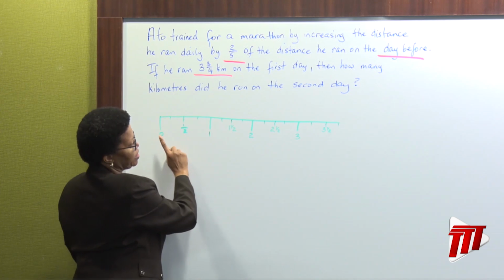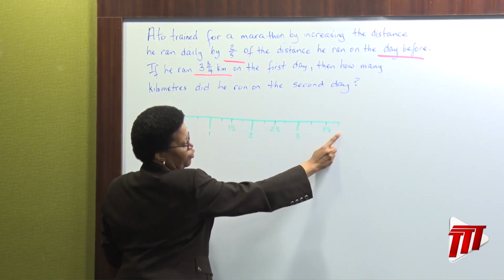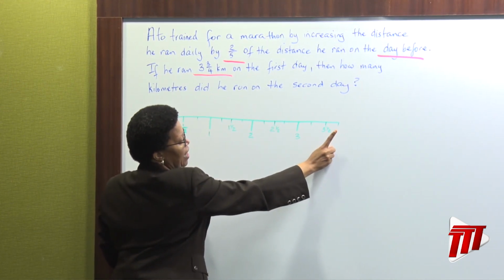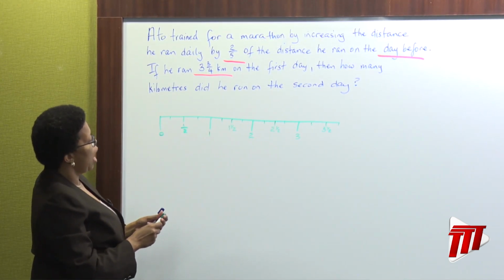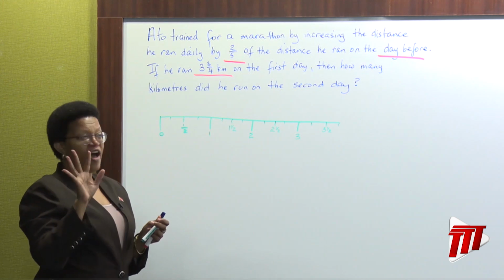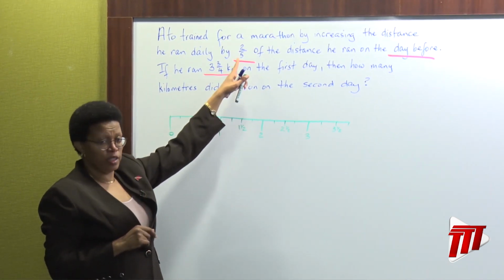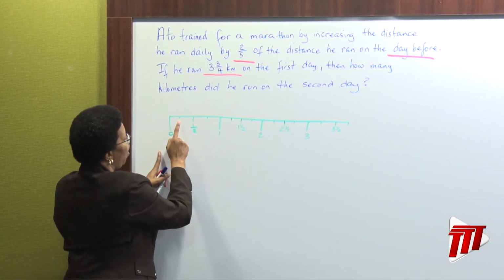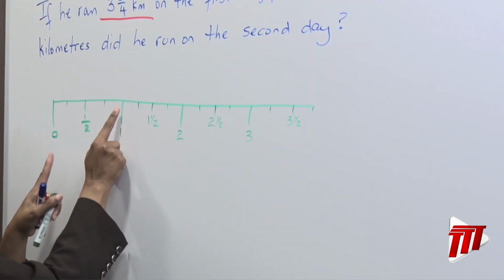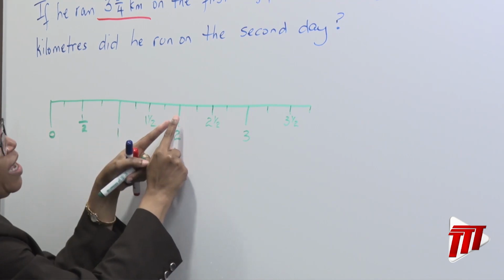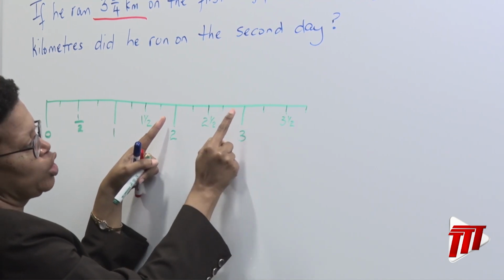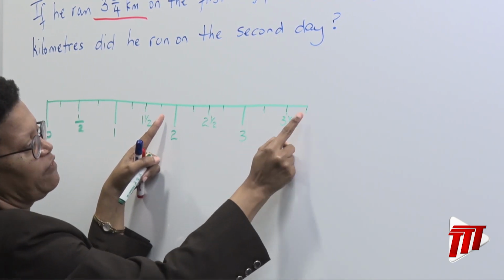So we can see 3.75 kilometers. Let's divide this into equal parts. How many equal parts? 5 equal parts. We're interested in 2/5. 1, 2, 3, 4, 5, 6, 7, 8, 9, 10, 11, 12, 13, 14, 15.